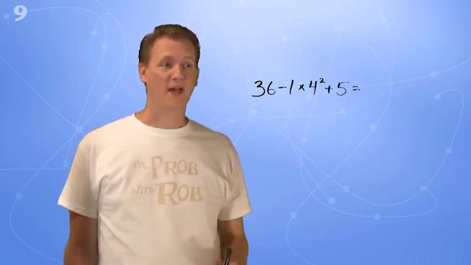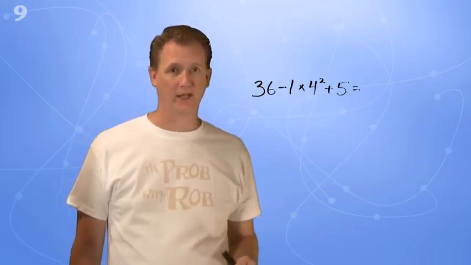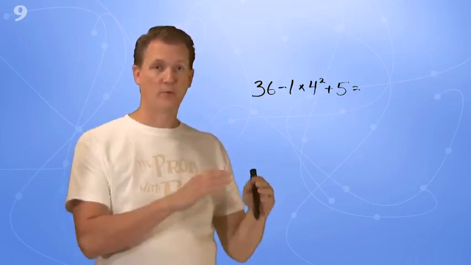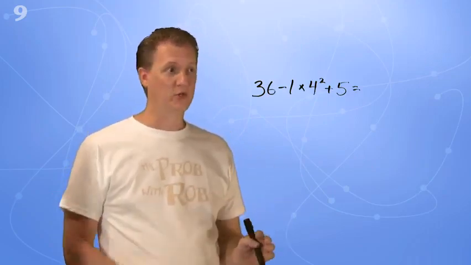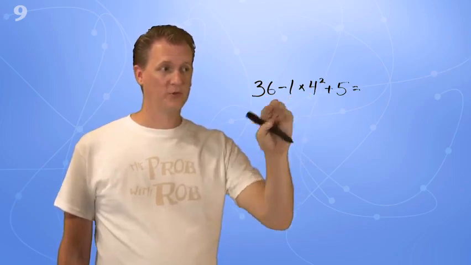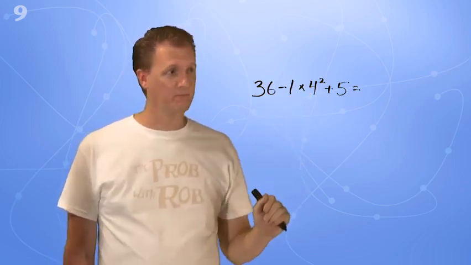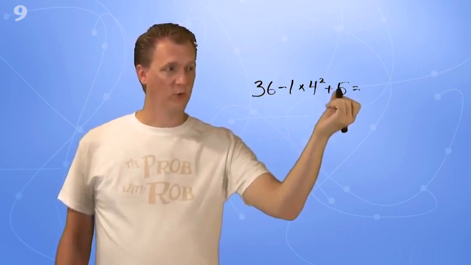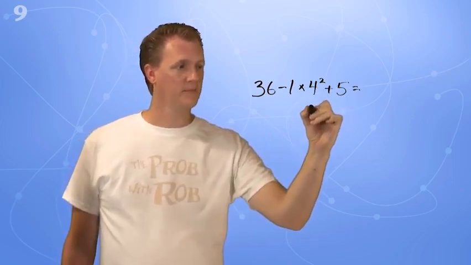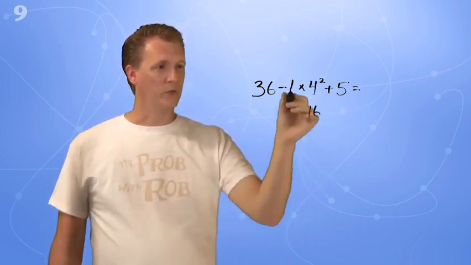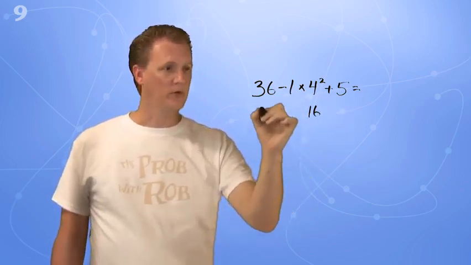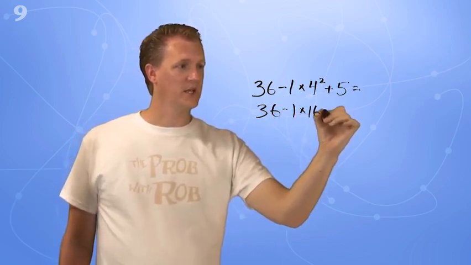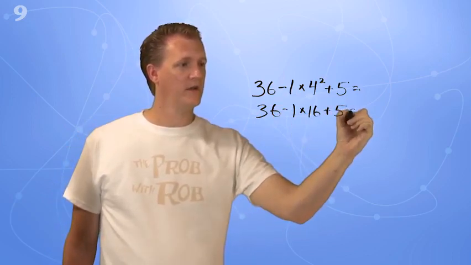All right, now we have 36 minus 1 times 4 squared plus 5. Now we know from our order of operations rules that we need to do the exponents before we do the multiplication or subtraction or addition. So let's go ahead and do that right now. 4 squared is 4 times 4, so that's 16. And then we can bring down the rest of our problem. We have 36 minus 1 times 16 plus 5.